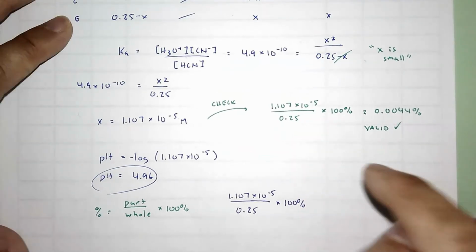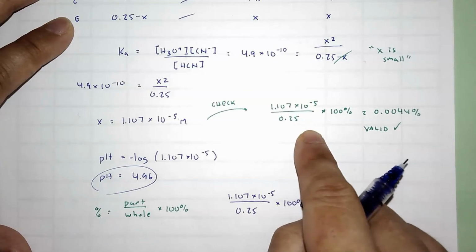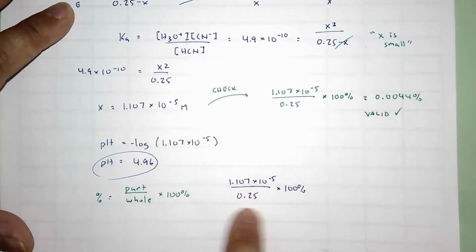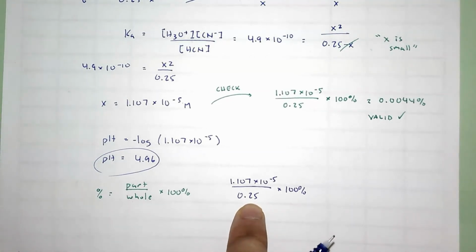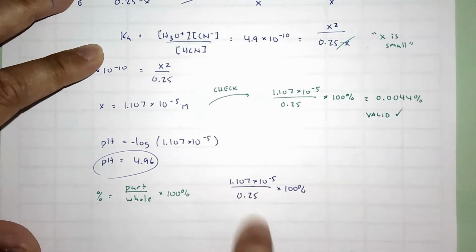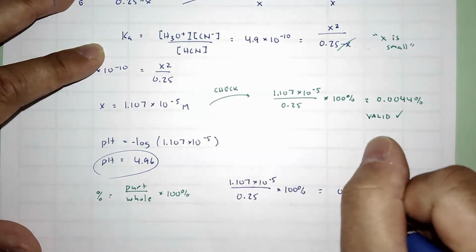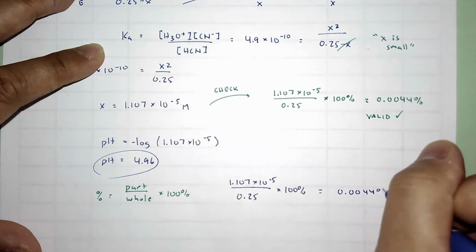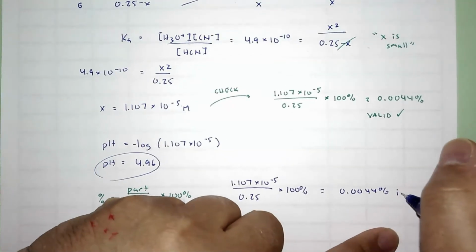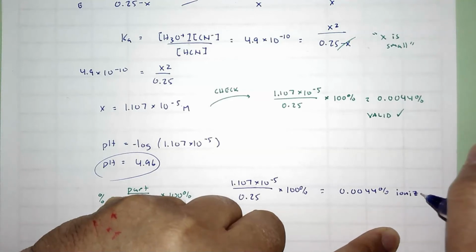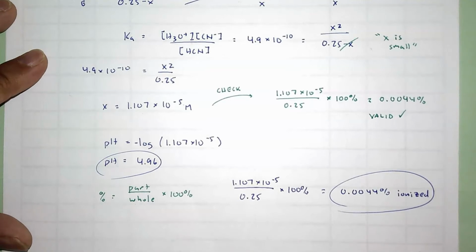Actually it is. We were doing this calculation to check that the excess mol is valid. We're doing this calculation because that is the percent ionized. What percent of this 0.25 became H3O plus and CN minus? So we do have the answer already, and that is literally the percent ionized. So why don't we just put that there, ionized, circle, and those are your two answers.